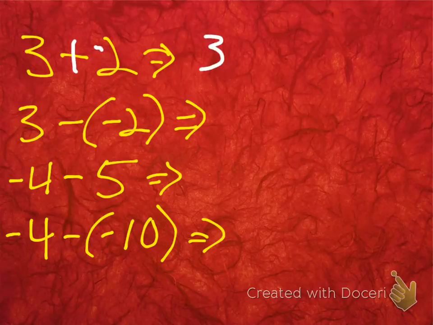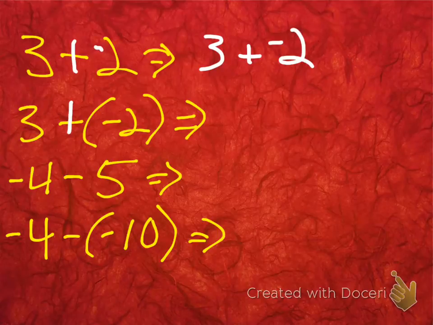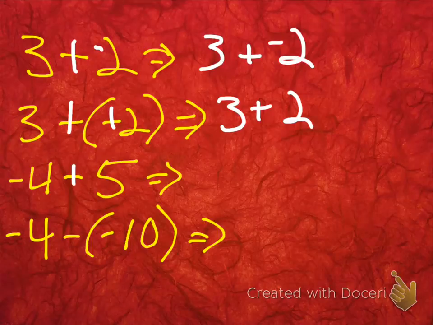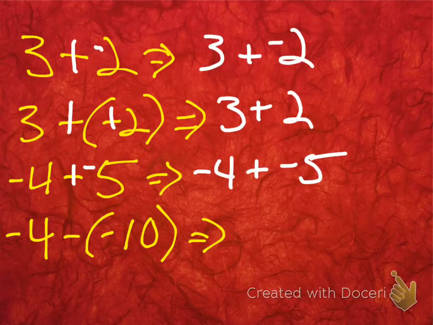So 3 minus 2 becomes 3 plus a -2. We're going to change the minus to a plus. And we're going to flip the sign. Don't just do one or the other. So 3 minus a -2 becomes 3 plus a +2. Change the minus to a plus, flip the sign afterwards. So -4 minus 5 becomes -4 plus a -5. -4 minus a -10 becomes -4 plus a +10.